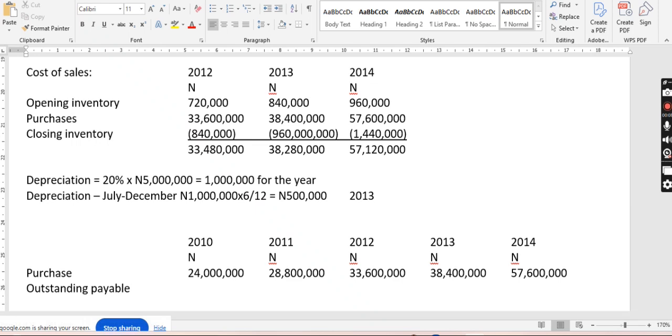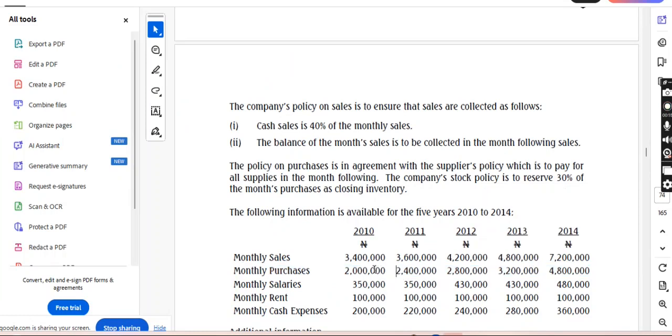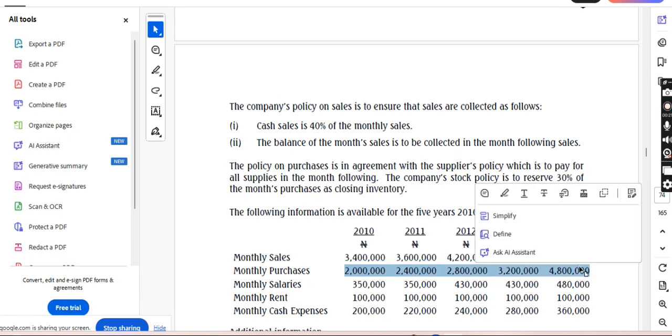Payable. Now, those on the monthly basis, what it means is that part of the total is here to be paid on a monthly basis. They are here to pay. That is why it is outstanding. That is why they said the supplier is to be paid for all the suppliers in the month following.